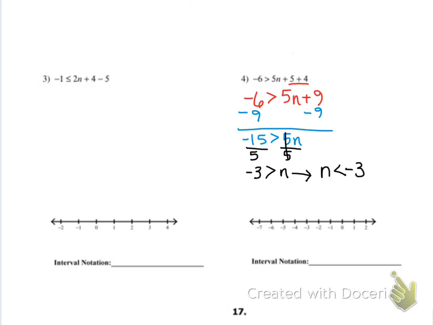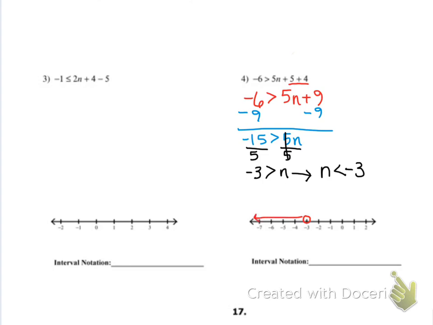So when I'm writing an interval, I like to read what I have out loud, my inequality, and see what it's talking about. So n is less than -3. That means that at -3, we're going to use an open circle because it says less than and not less than or equal to. So -3 is a boundary, but it's not included in the answer. And all the numbers that are less than -3 go this way towards -infinity.